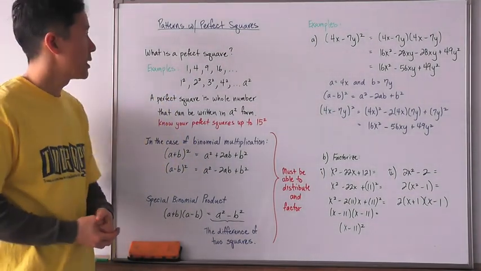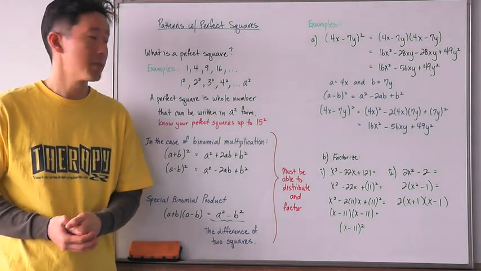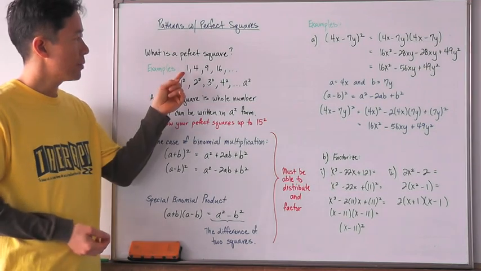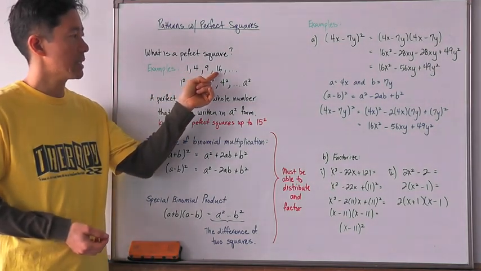Hello everyone, let's go ahead and take a look at patterns with perfect squares. Now what is a perfect square? Perfect squares are going to be numbers like this: 1, 4, 9, and 16.